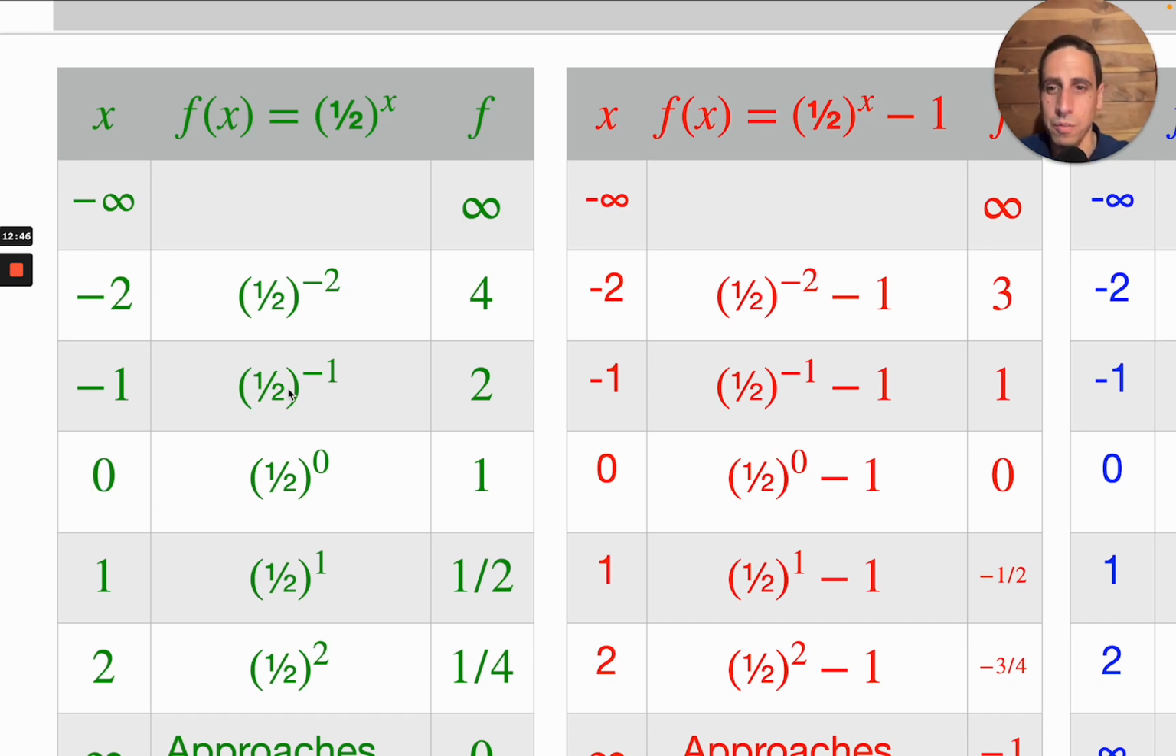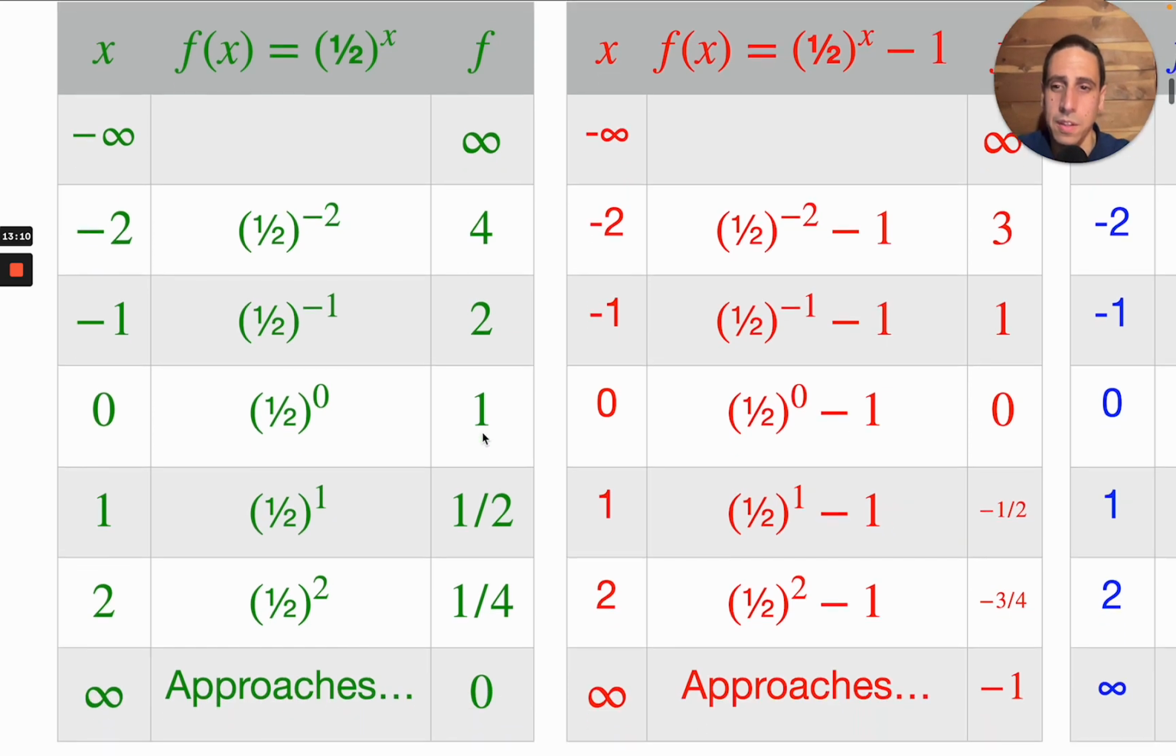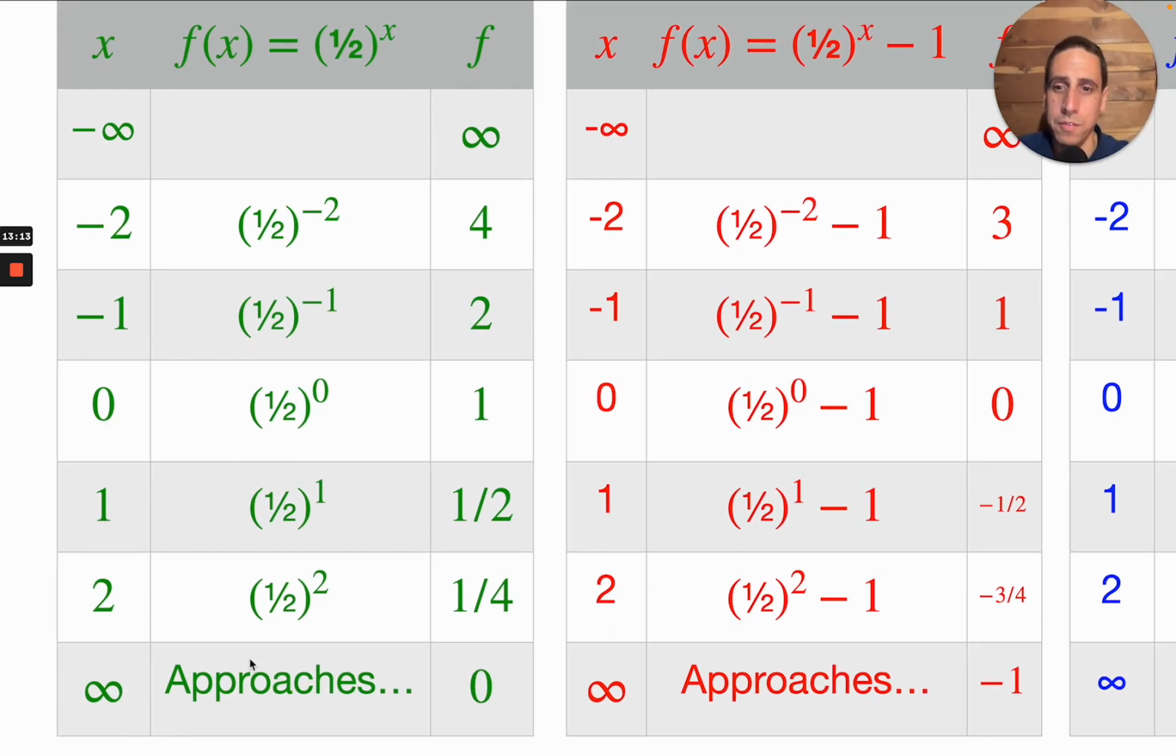Now here we have to start taking reciprocals. So when x is negative 1, then the power over here is negative 1, and we'll take the reciprocal of 1/2 to get 2. When x is negative 2, then that means we'll take the reciprocal, which is 2, and 2 squared is 4. You can see that as x gets more and more negative, these keep on doubling, and they'll eventually get as high as you want. They go to infinity. But if x goes to positive infinity, then these numbers get very small and they approach 0. So let's take a look and see what that looks like.